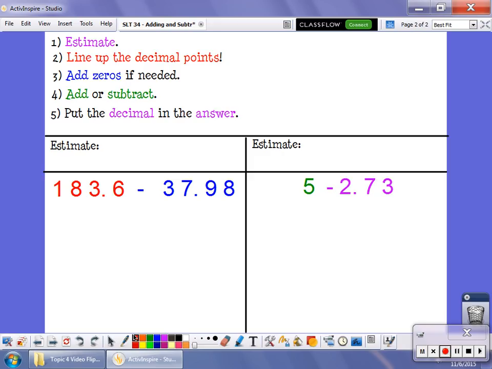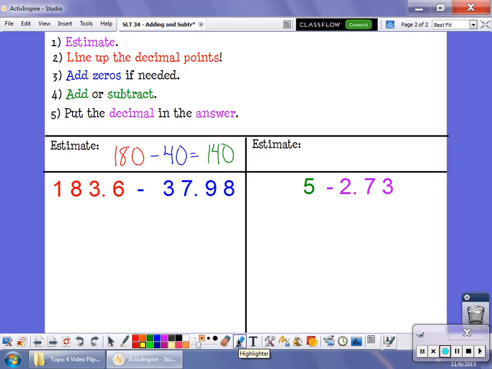But this time when we estimate, we're going to do it a little bit differently because these numbers are a little bit bigger. I want to look at this first number and make things easy. Remember, the whole idea of an estimate is to give you a problem that's easy to solve in your head. So I'm going to take 183 and 6/10, and estimate that's close to 180. And then I'm going to take 37 and 9800ths and say that is actually really close to 40. So if I do 180 and I take away 40, my answer is going to be close to 140. So step 1, my estimate is finished.